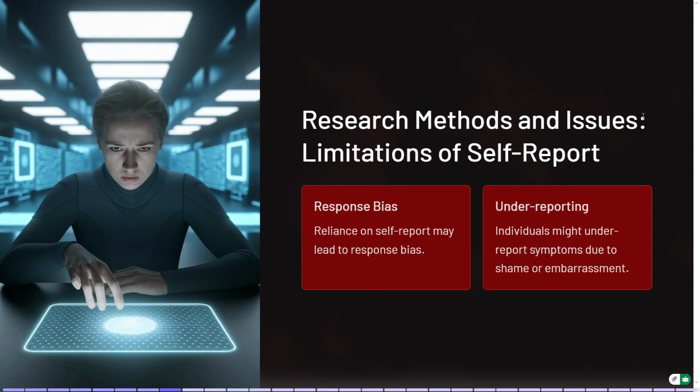Okay, research methods and issues, limitations of self-report. What are the issues? Reliance on self-report may lead to response bias, isn't it? Yes. What else can we talk about? Under-reporting. Individuals might under-report symptoms due to shame or embarrassment.